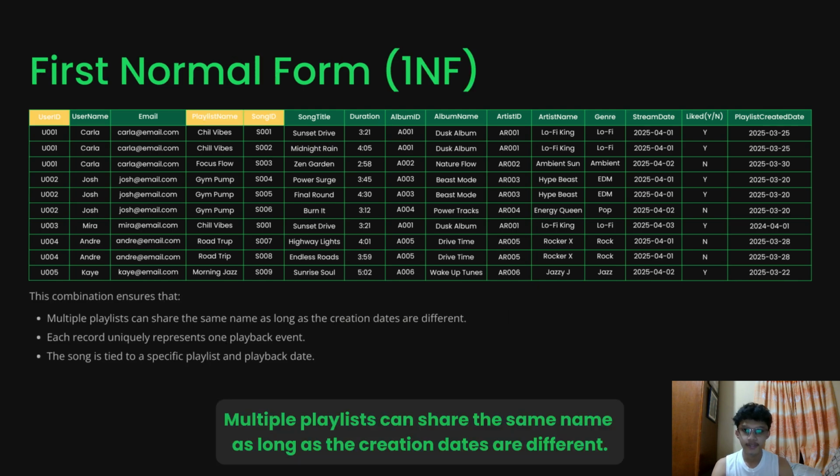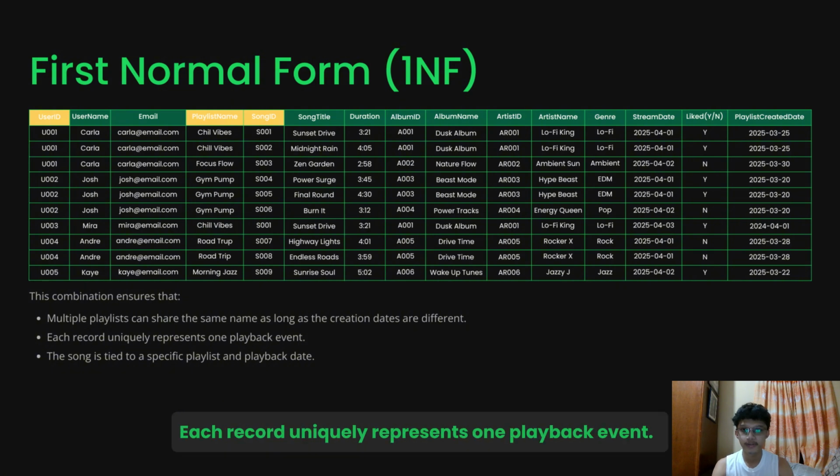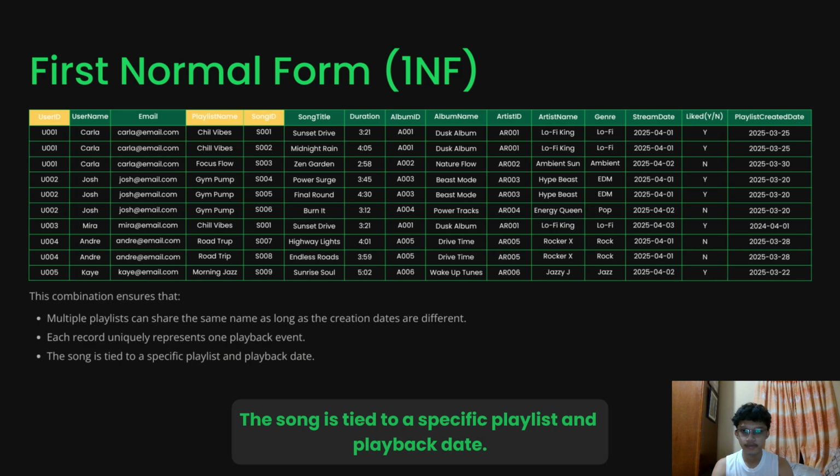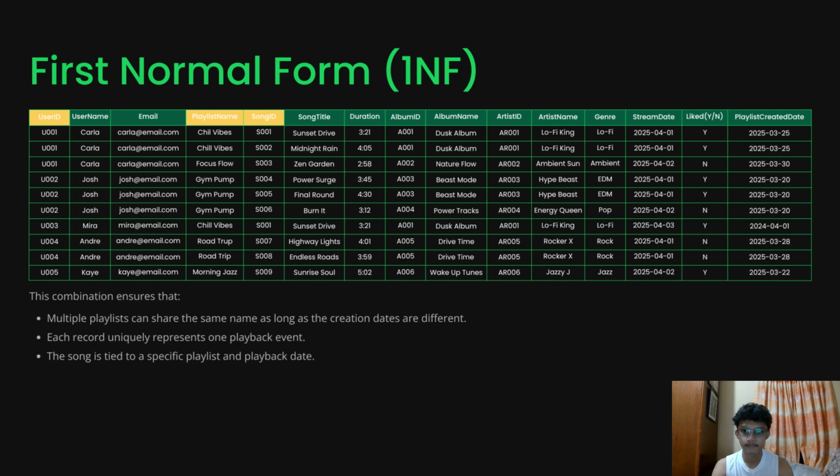Multiple playlists can share the same name as long as the creation dates are different. Each record uniquely represents one playback event. The song is tied to a specific playlist and playback date. At this stage, all values are atomic and each row represents a single event.